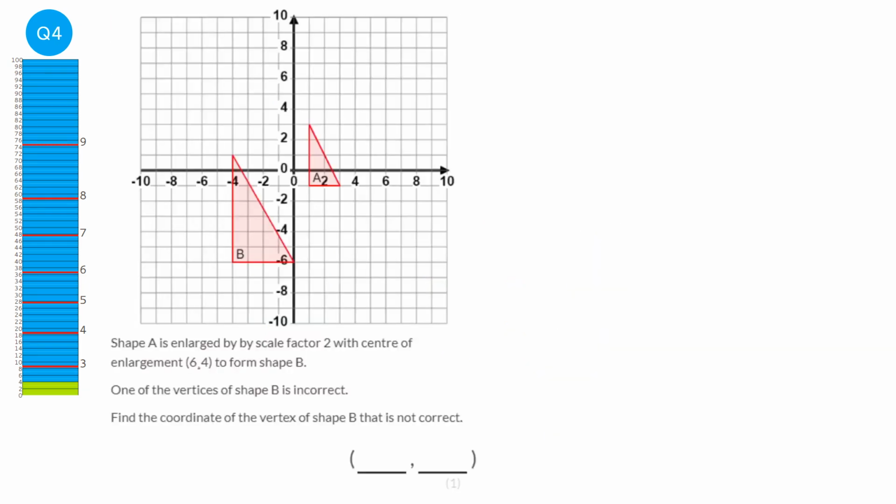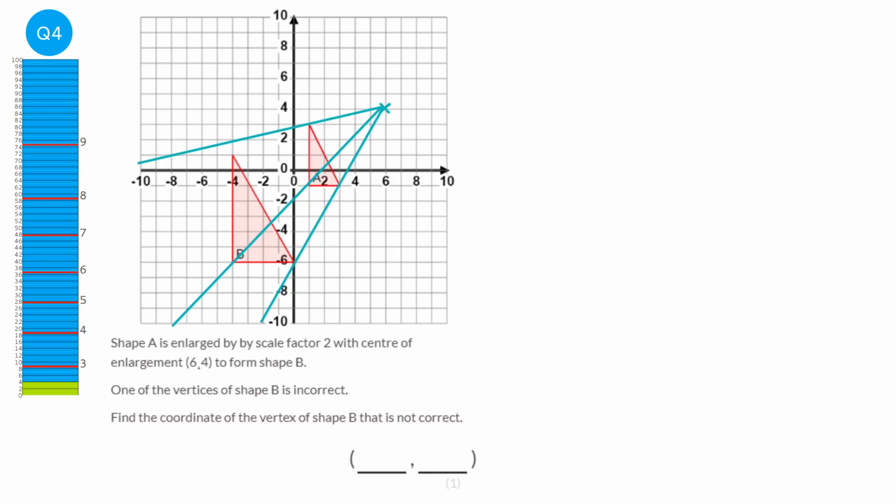So in this question we are told that the centre of enlargement is at 6, 4. So let's just put a cross there. And what I'm going to do is just draw ray lines from the centre of enlargement, and we're just going to go through each of the corners of our shape A. And we're going to check whether it goes through the corner of shape B, which it does on this one. Let's just keep going. Yeah, it does on this one. But it does not on this one.